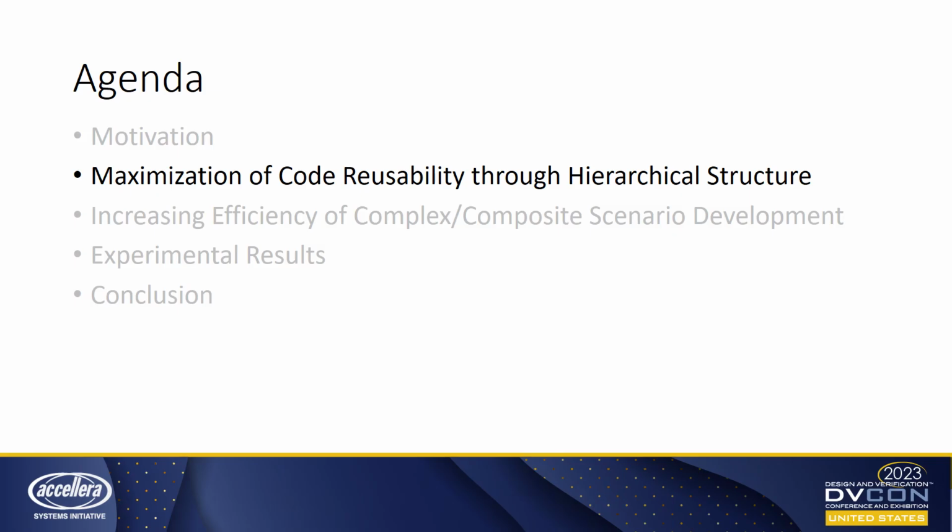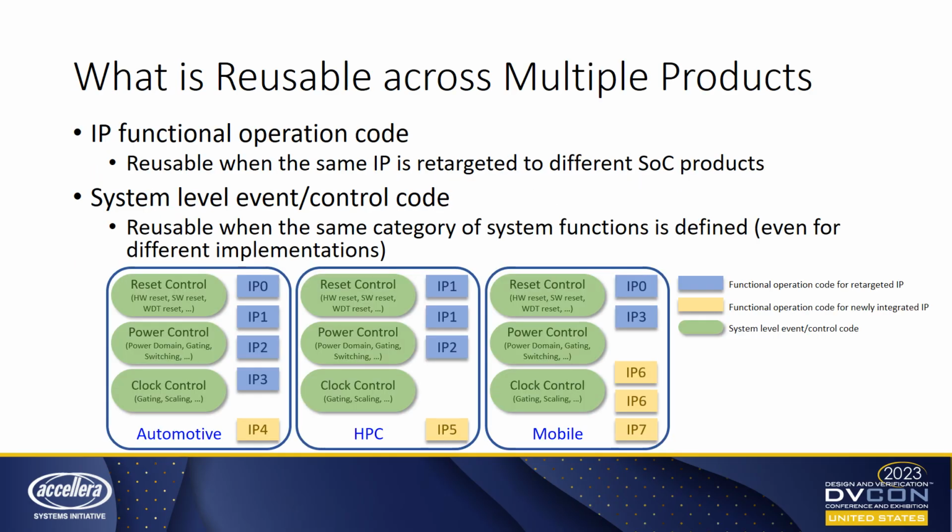Let me talk about the first suggestion, maximization of code reusability through hierarchical structure. Before going any further, I'd like to talk about reusable test code. Typically, SoC test code includes an IP functional operation part and a system level event or control part. So, the reusable portion can be defined for each part.